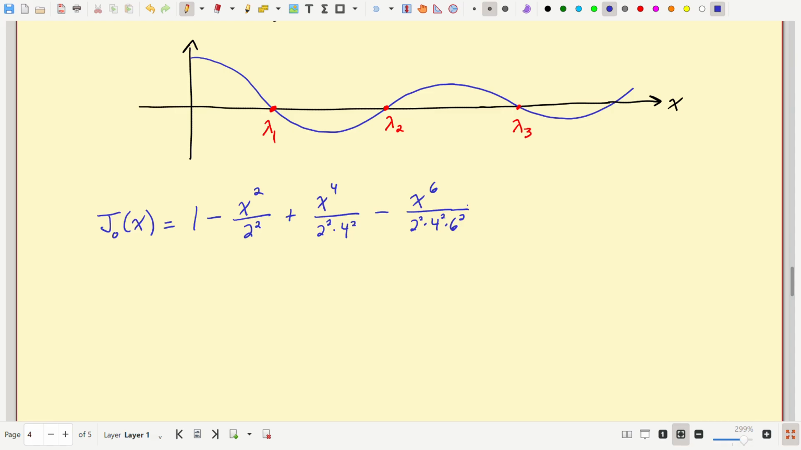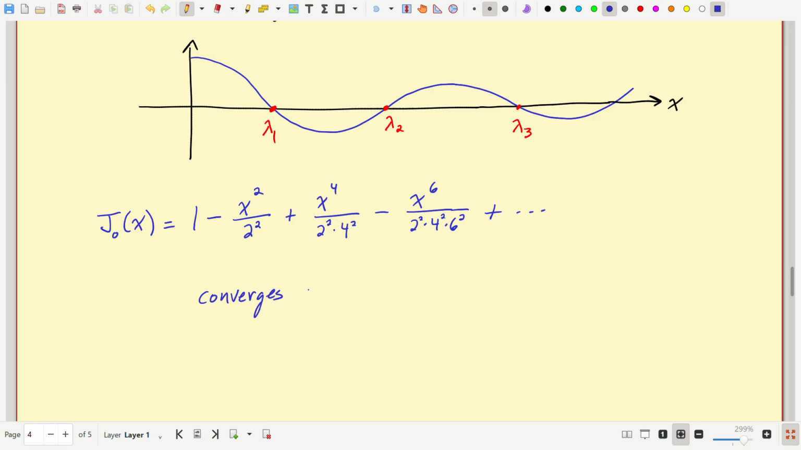Those things in the denominator are blowing up even worse than n factorial. In fact, it's 2n factorial. I could write that in terms of some n factorial if I wanted to. Anyway, they converge extremely rapidly, and it converges even faster than the exponential function and the sines and cosines.